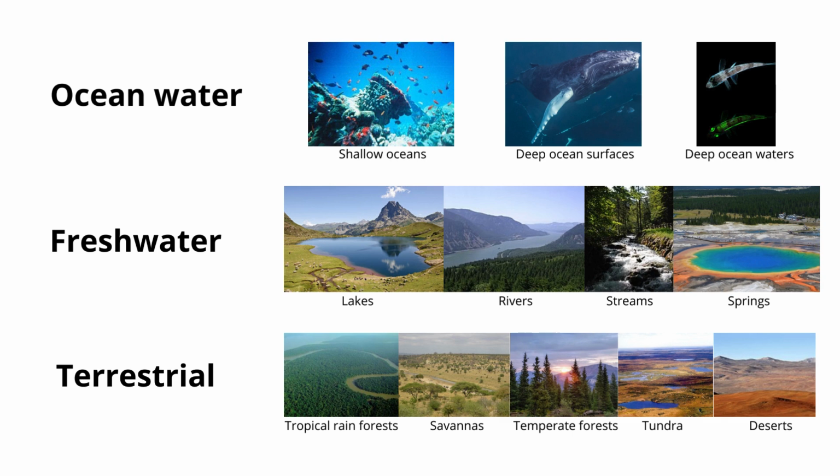Freshwater ecosystems are the rarest, occurring on only 1.8% of the Earth's surface, and are divided in lakes, rivers, streams, and springs. Terrestrial ecosystems are grouped into biomes, such as tropical rainforests, savannas, temperate forests, tundra, and deserts. It is amazing that life was able to adapt and thrive in these very diverse and challenging environments.